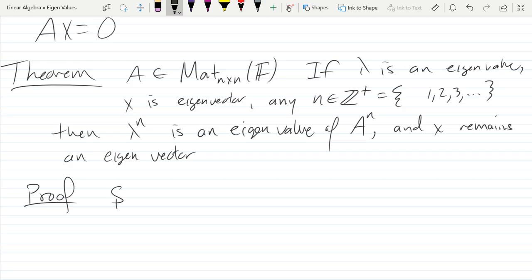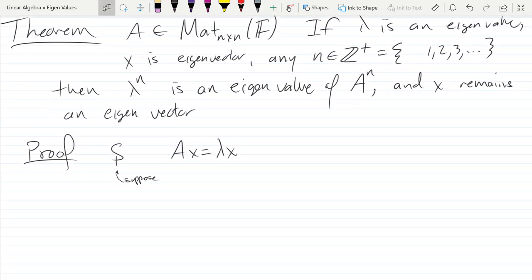All right, so we're going to go for a quick proof. So we're going to suppose. Have I used this weird half dollar sign for suppose yet? So that just means suppose. So we're going to suppose that AX equals lambda X. That's what it means for A, lambda, and X to be matrix, eigenvalue, and eigenvector. So we're just supposing what that theorem assumes in the hypothesis. And now the conclusion, we're going to try to prove.